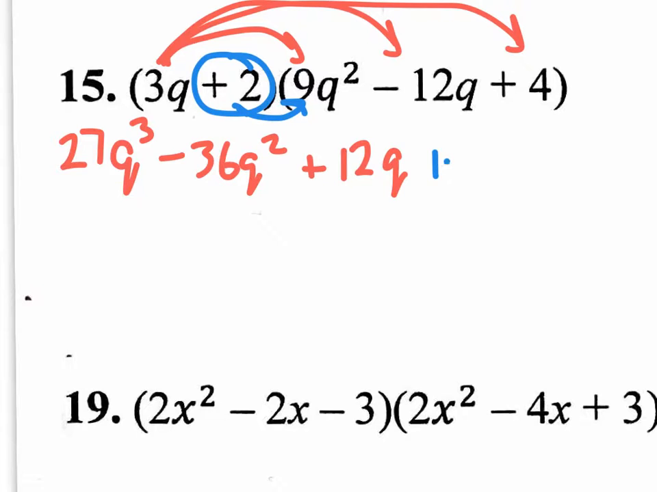So you could write it right here, positive 18q squared. However, you're going to have to combine like terms with the other q squared. So you might as well write it.